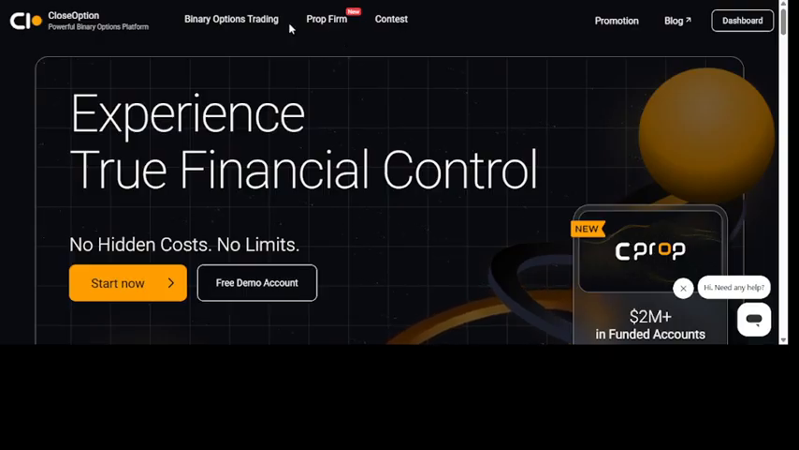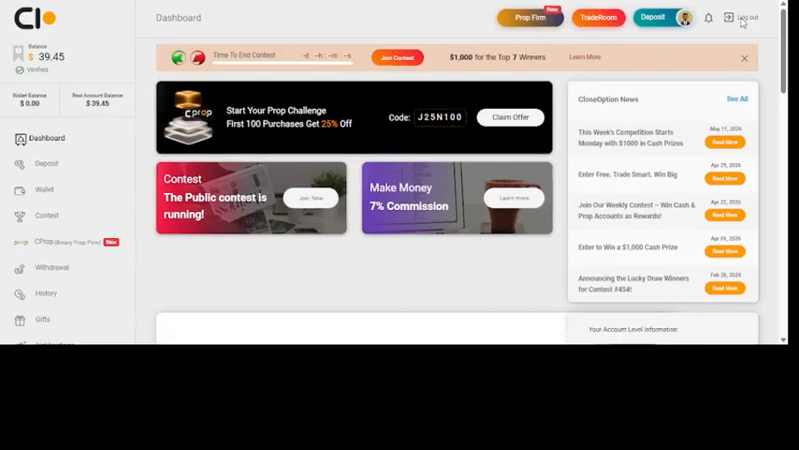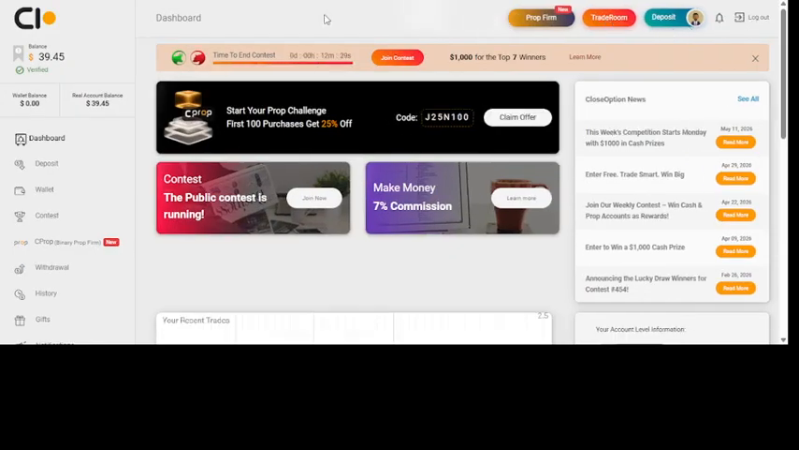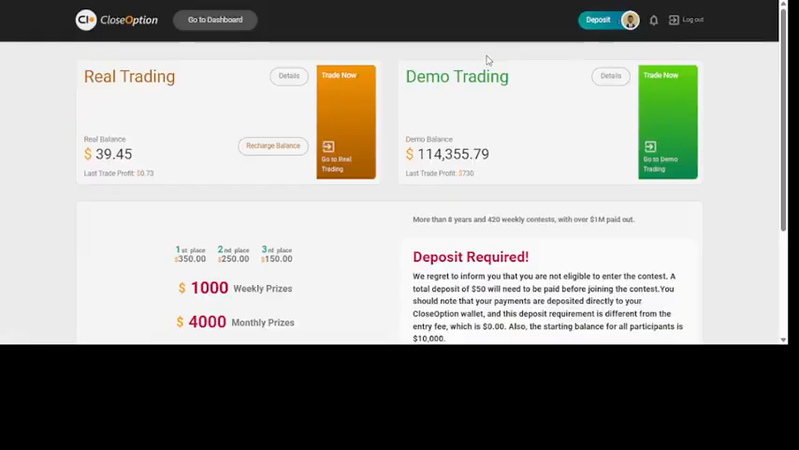So today I'm on the Closeoption platform. It's a binary options platform. This is the trading dashboard of the platform. I have a couple of dollars in the account currently, but we're going to be trading on the demo platform here.